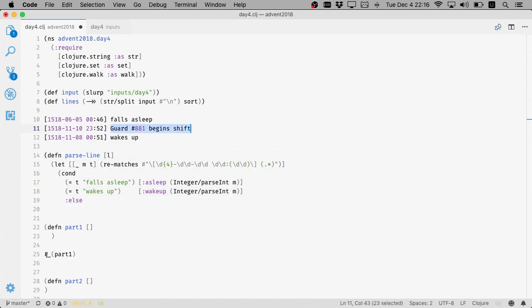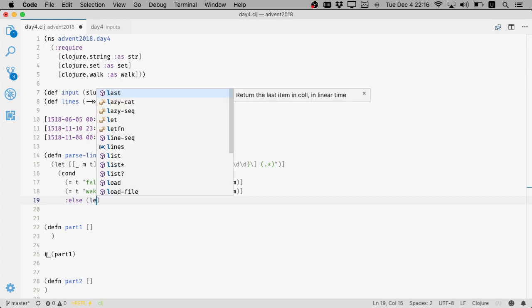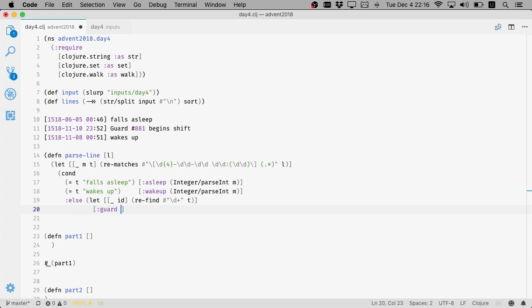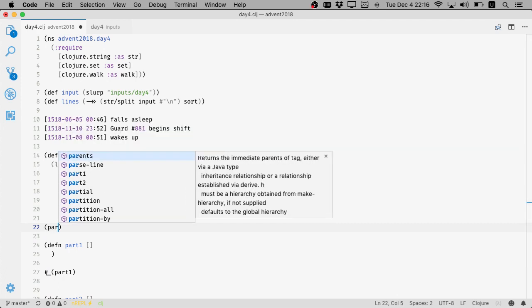Otherwise, we still need to parse this text, and basically find the ID. We can use re-find because it's like that. Text, so don't forget this. And after that, we return something like that, guard and ID, right? And minute as well. Well, we don't really care about those minutes, but let's include them anyway.